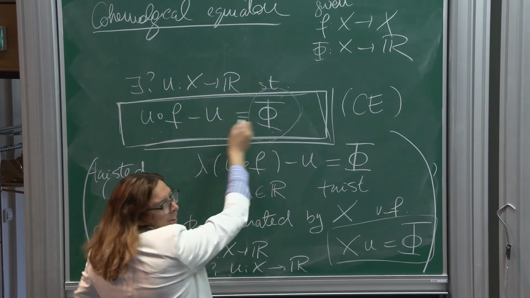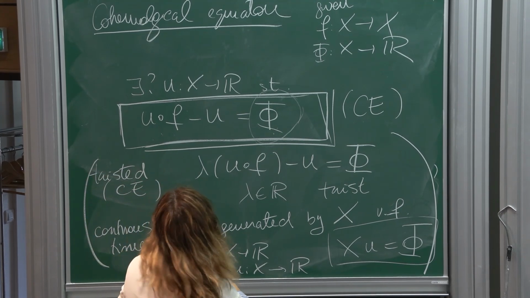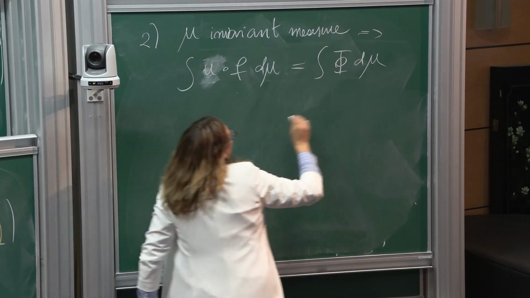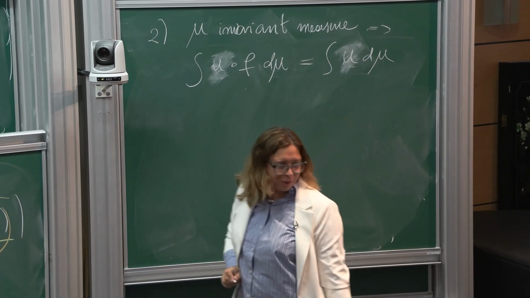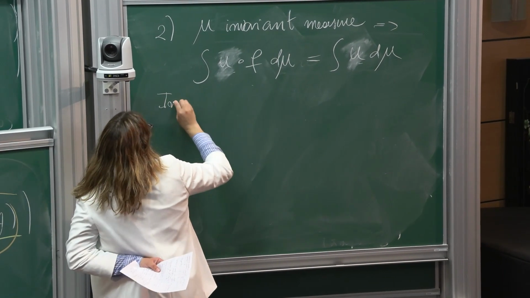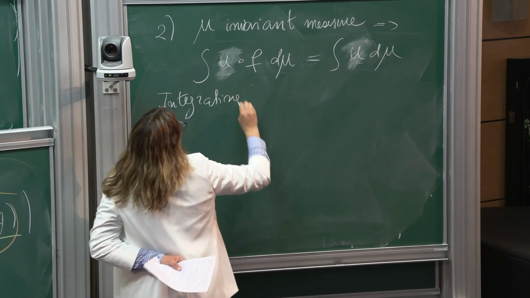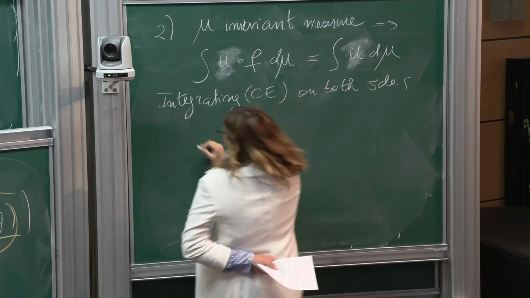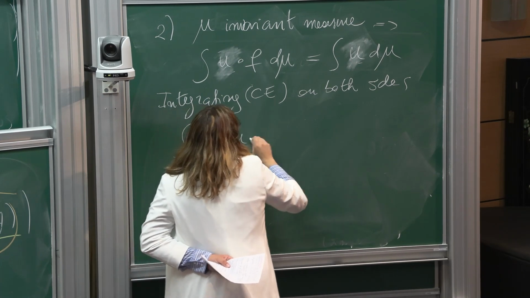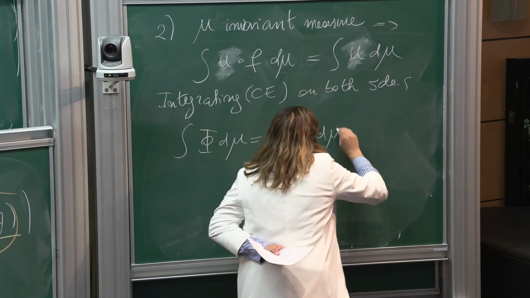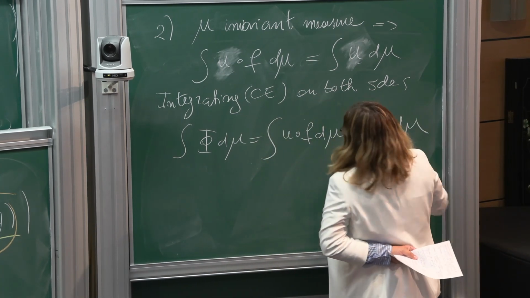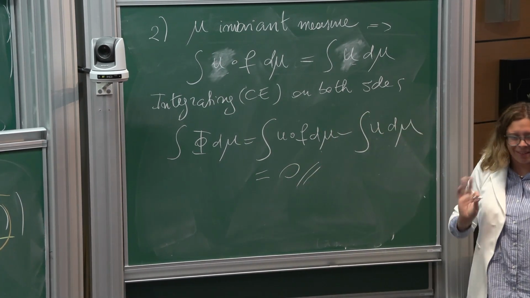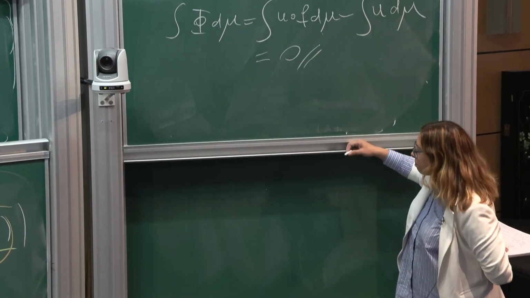Okay, so then I can integrate my equation on the right and on the left. No, sorry, I did it wrong. I want to do this for u. I'm sorry, I want to integrate u. Then integrating the equation on both sides, I get that the integral of phi d mu is the integral of u composed with f minus the integral of u d mu. And these two are equal, so it has to be mean 0. So this is a trivial obstruction. This has to be mean 0.